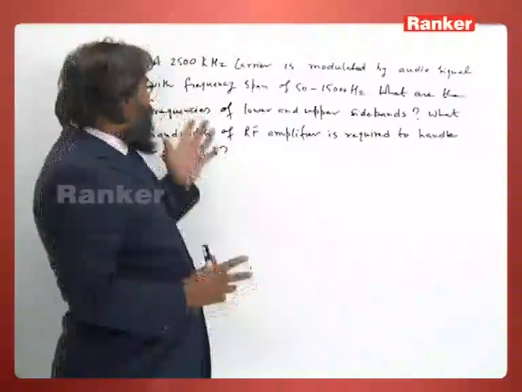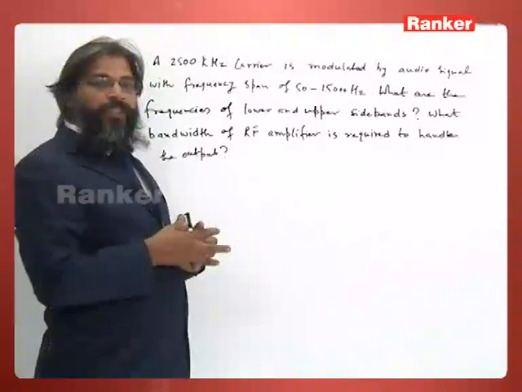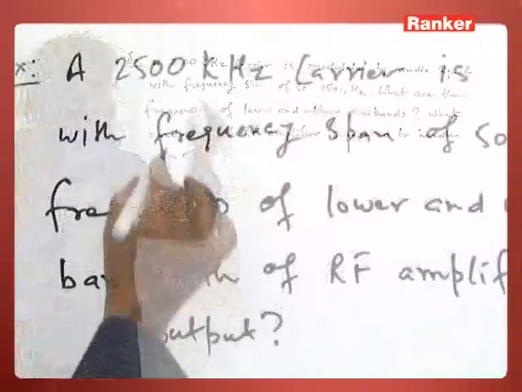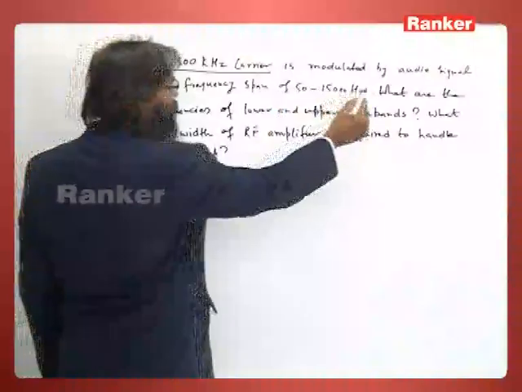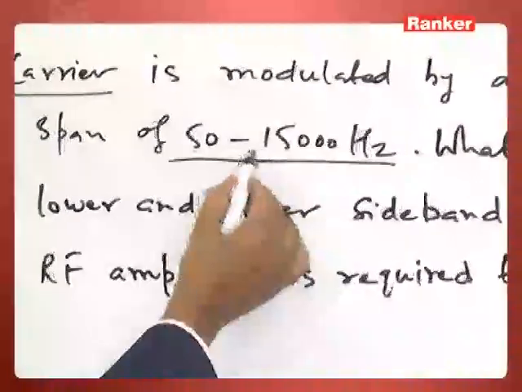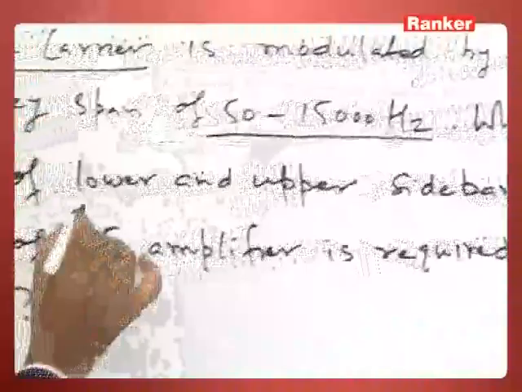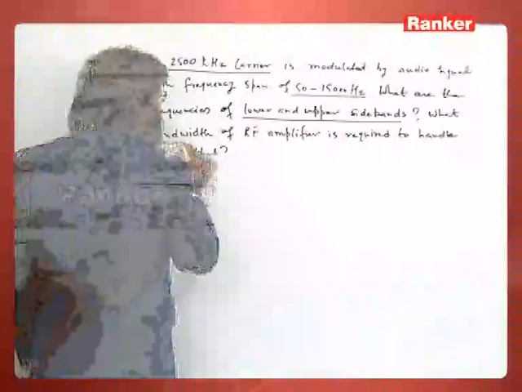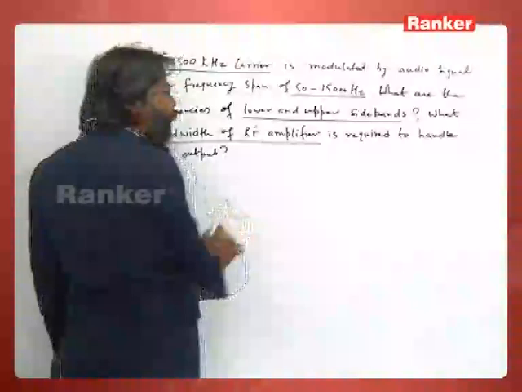Now let us take one example where we will talk about the frequencies of the sidebands. A 2500 kilohertz carrier wave is modulated by an audio signal with frequency span of 50 to 15,000 Hz. What are the frequencies of the lower and upper sidebands? What bandwidth of the RF amplifier is required to handle the output?